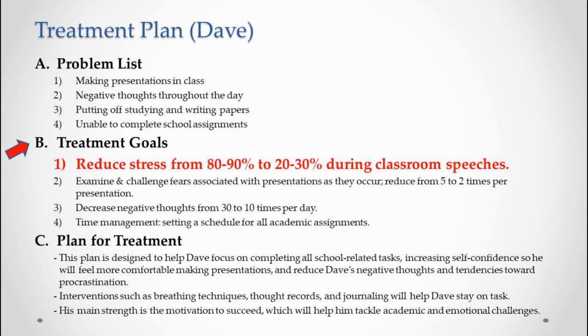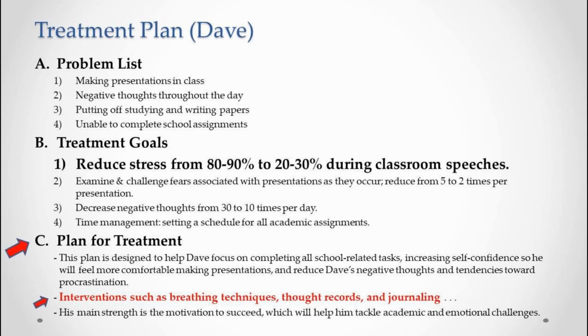For the second section, I've highlighted just the plan that was discussed in the video, reducing stress from 80 to 90% to 20 to 30% during his classroom speeches. And note that there are additional goals he will work on as well. A plan for treatment is the third step of the treatment planning process, and this includes discussing with Dave key interventions in the course of counseling, such as breathing techniques, thought records, and journaling.